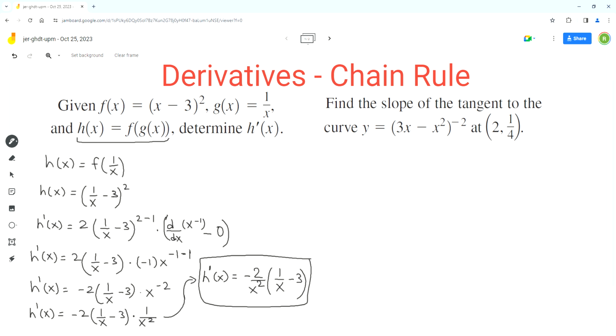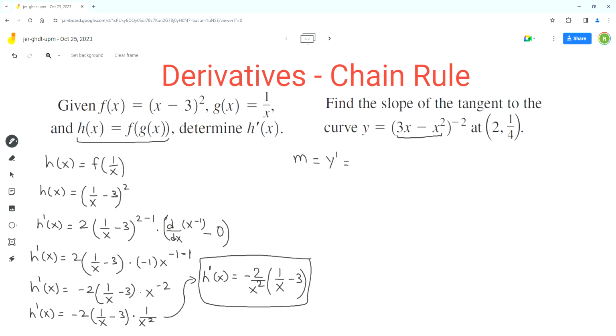So the slope of the tangent m equals y'. I'm using the prime notation, and now we can use the chain rule to find the derivative of (3x - x^2)^-2. For the chain rule, we have to identify the inner function, which is 3x - x^2, and the outer function is this exponential function with exponent -2. So we'll use the power rule for the derivative of the outer function. We always start with the outer function.